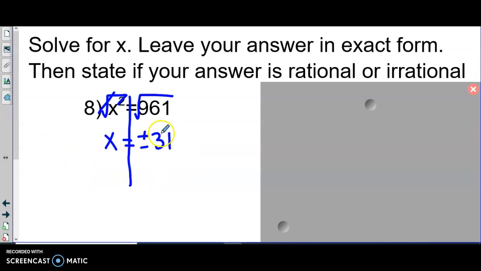You could write it with a plus or minus sign, or you could write it out like x equals 31 and x equals negative 31. There are two answers. All right, and then we have to tell if it's rational or irrational. Well, irrational means it doesn't end or it doesn't repeat, but this doesn't, so this has to be rational.